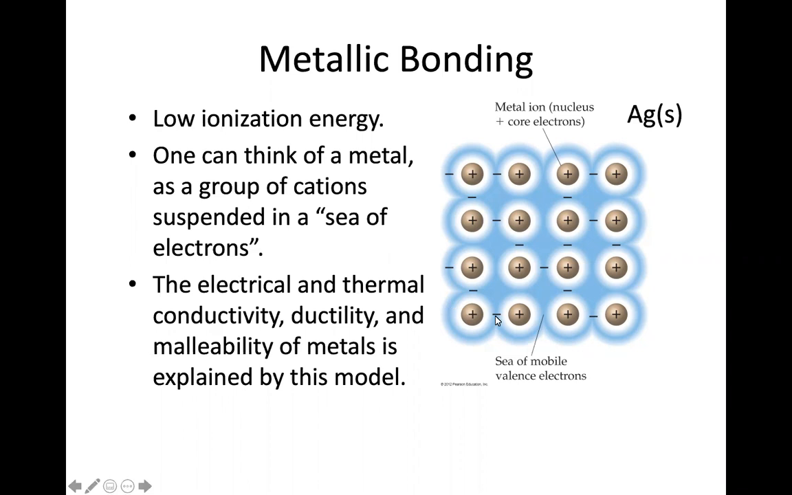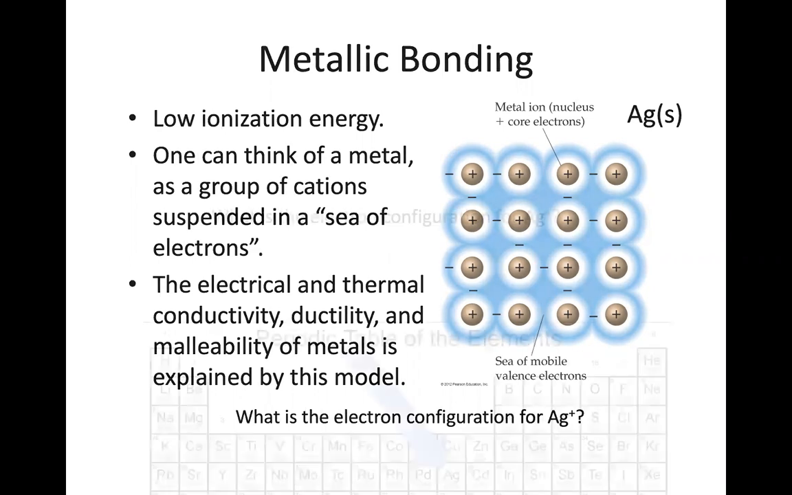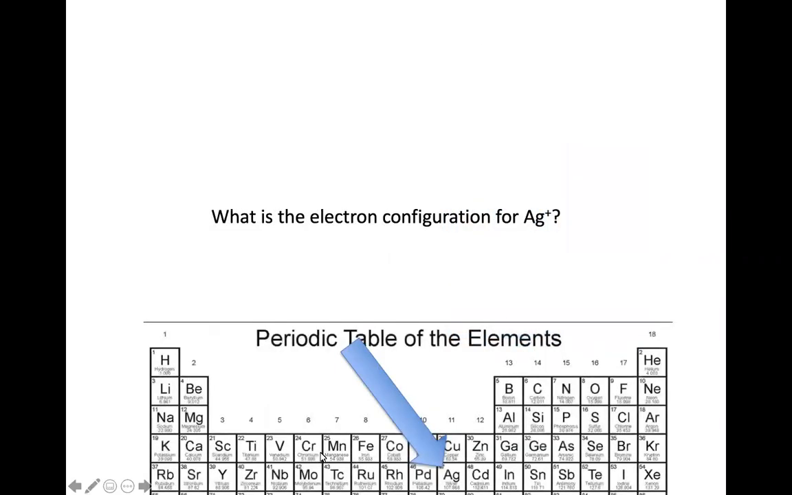So let's say this depiction right here is for silver, silver solid. Silver has a relatively low ionization energy. So let's do a quick review on that one. What would be the electron configuration for silver plus? Let's find it on the periodic table. So if I were to begin to say, well, what is the electron configuration for the silver metal itself?